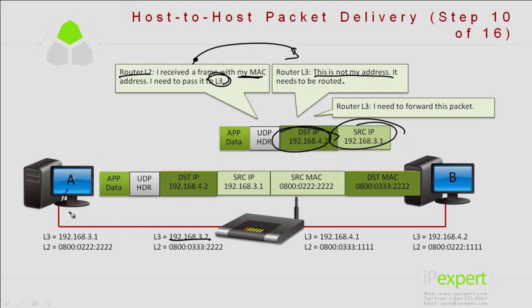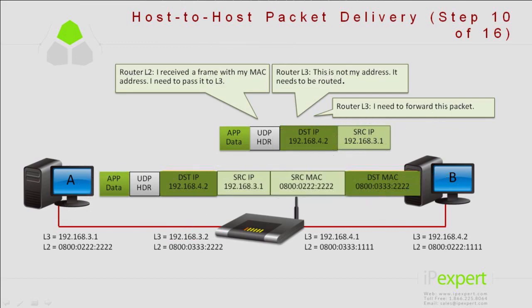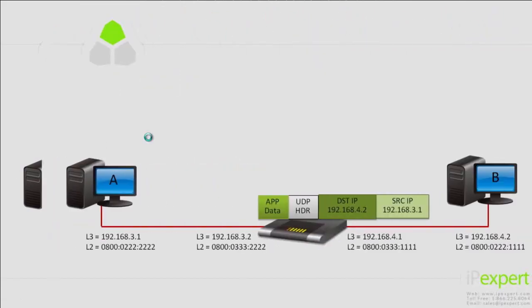So that's exactly what's happening. The packet that was sent from A arrived on the router. The router looked at it and made a determination. Once it pops everything off, it's going to determine that it is not the device that this particular packet was intended for. So let's take a look at the next step.